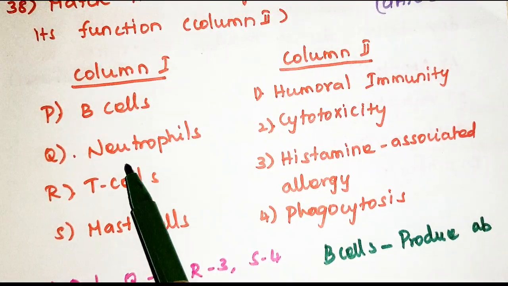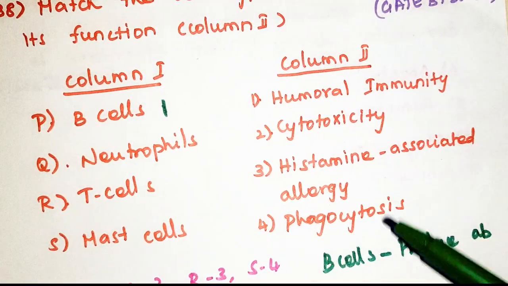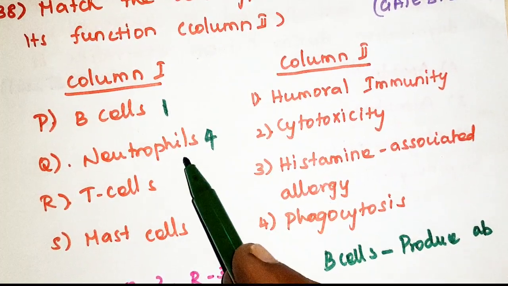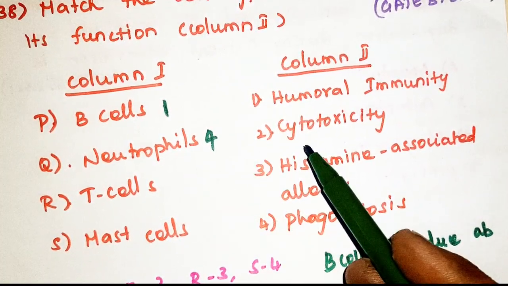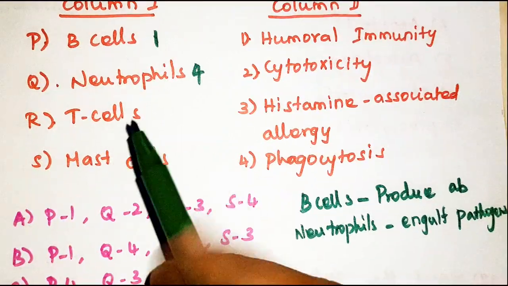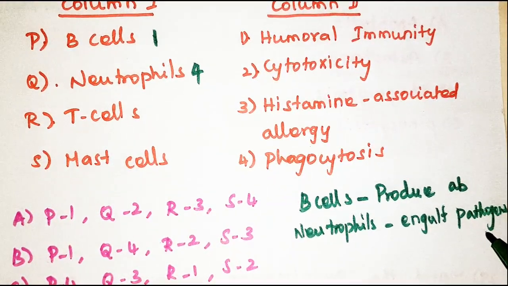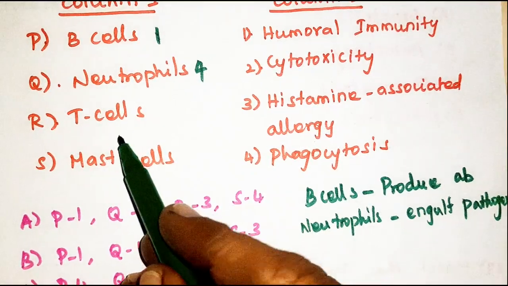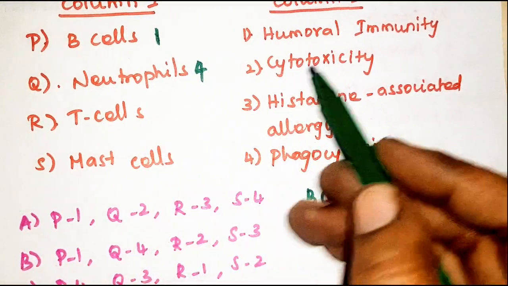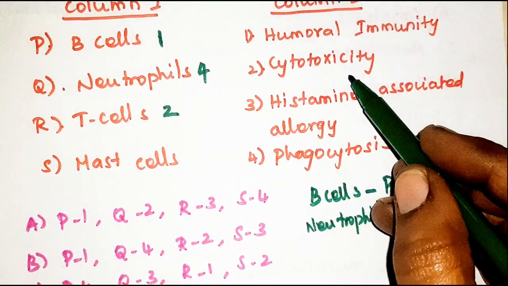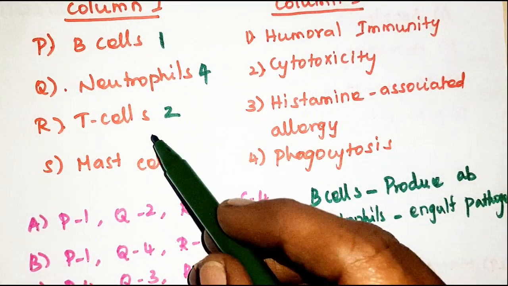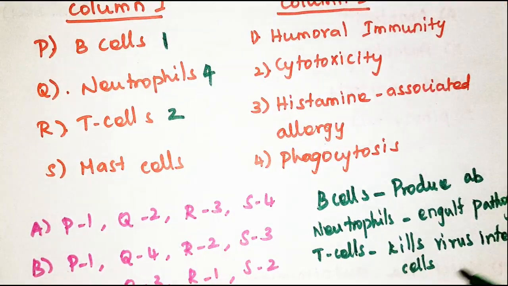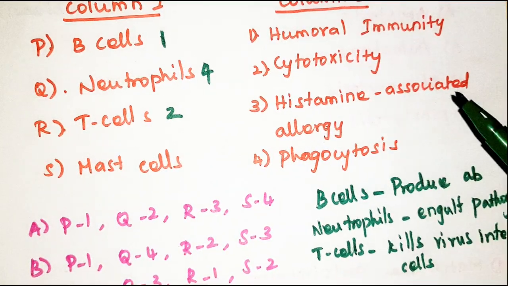Okay, next one is neutrophils. Neutrophils are involved in phagocytosis. Phagocytosis is a process by which neutrophils engulf pathogens and cell debris to eliminate them. The next one is T cells. T cells are involved in cytotoxicity. In the cytotoxicity process, T cells kill cells infected with virus.